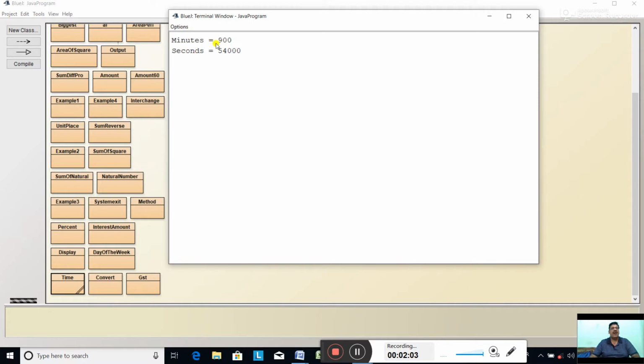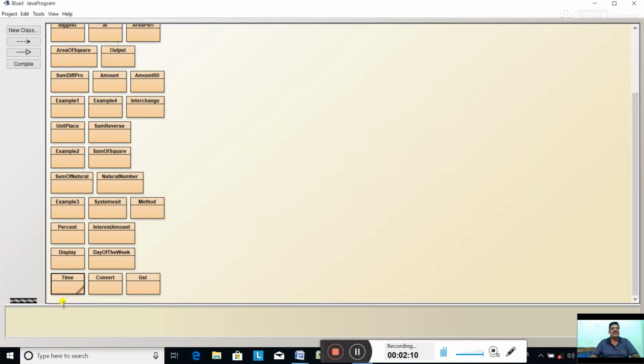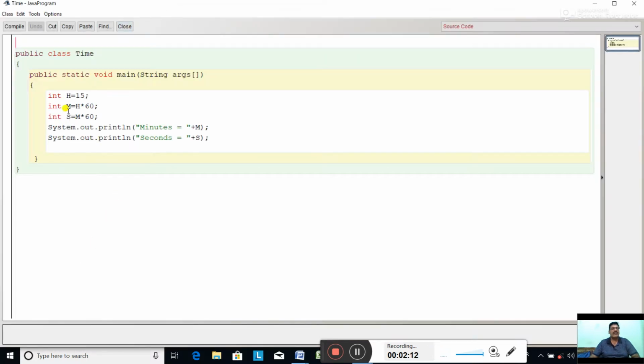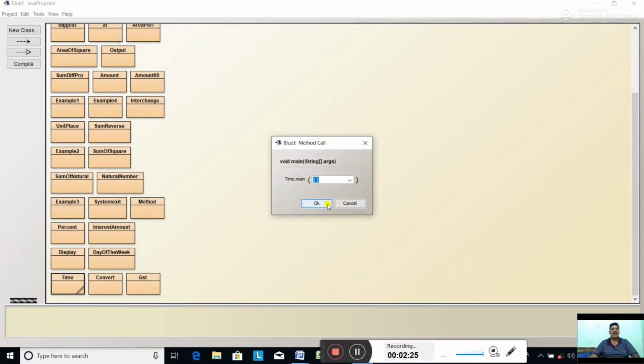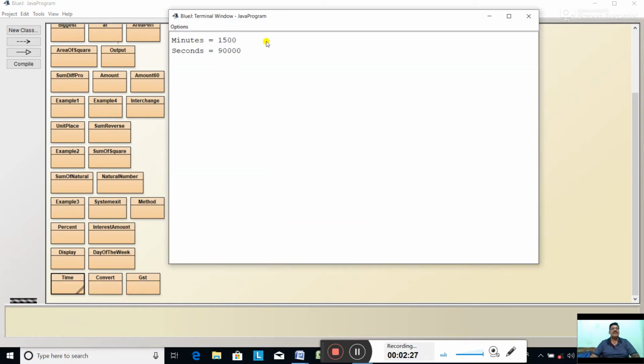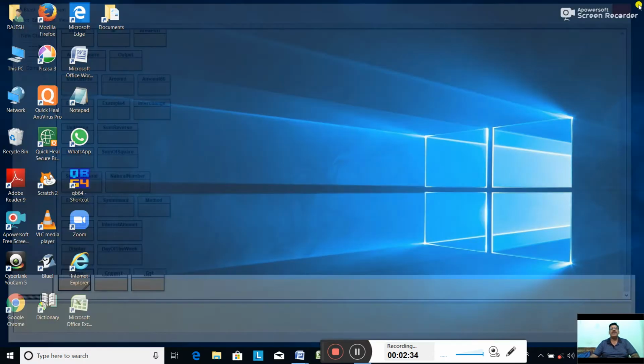Now see how many minutes: 900 minutes. How many seconds? 54,000 seconds. Now change the number of hours. Suppose make it 25 hours. Now the number of hours is 25. Compile. Close. As usual, right click. OK. And now see, minutes are 1500 and seconds are 90,000. Okay, so this was programming question number 15.